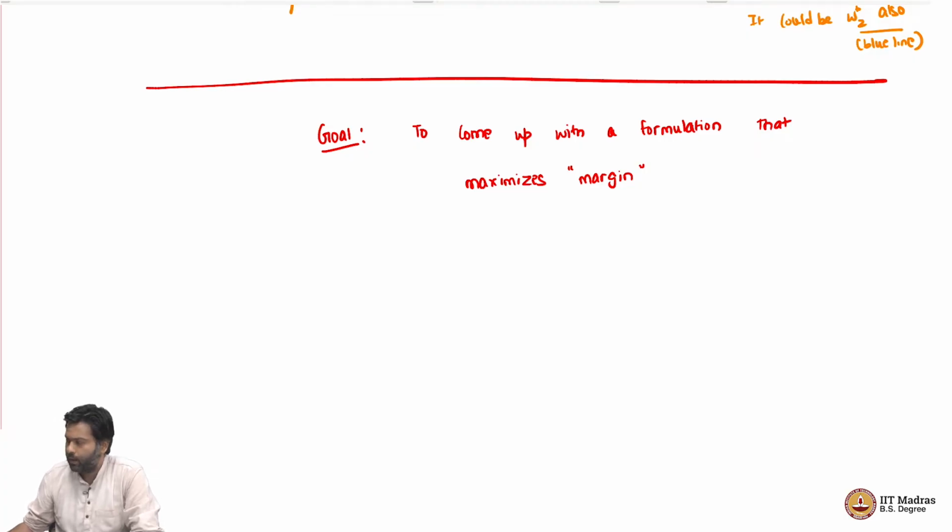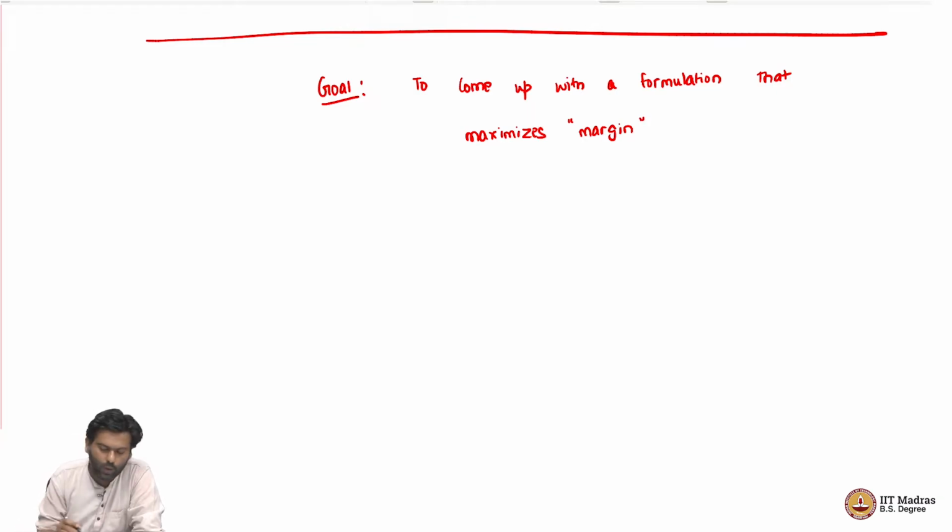Okay. So, how can we do this? What do I mean by this? How can we mathematically make this statement precise? We can do it as follows. We want to maximize gamma. You want to find a W that maximizes the margin as much as possible.